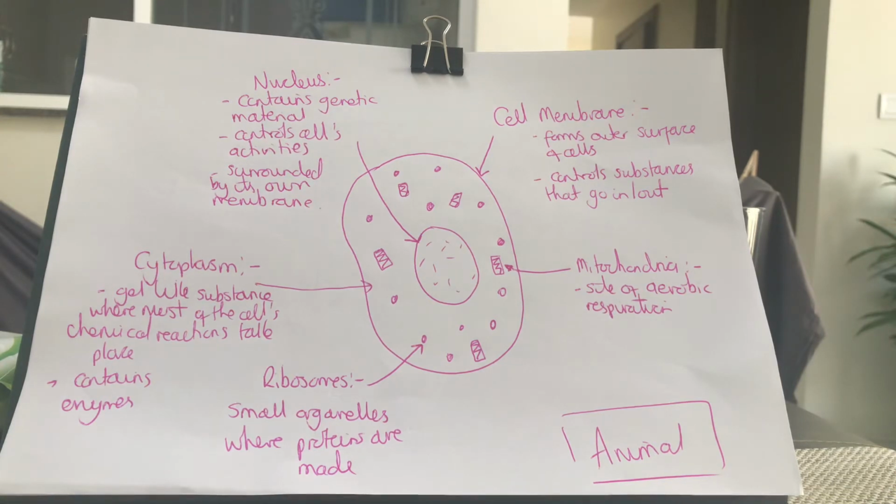We then have our cytoplasm. So coming back to our idea of our fried egg, your cytoplasm is the white bit in your fried egg. And it's just a gel-like substance where most of the cell's chemical reactions take place. Remember, anaerobic respiration happens in the cytoplasm. And it's going to have enzymes in it to help control those reactions and get those reactions going.